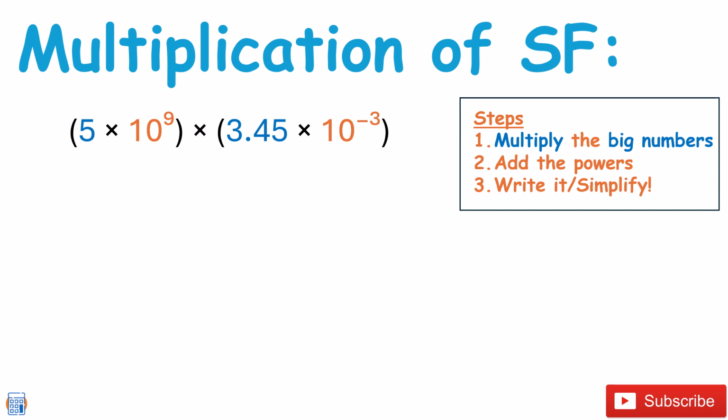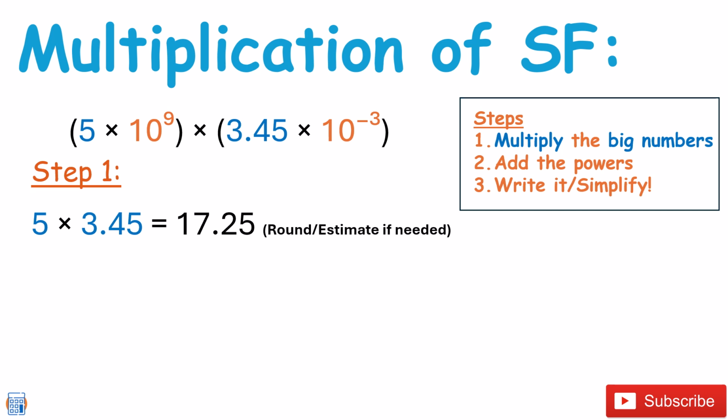Now, how do we multiply them? So, quite simple steps. You just multiply the big numbers, which I've put in blue. You then add the powers, and then you write it and simplify. So let's break this down. Step 1. You multiply the big numbers. So 5 times by 3.45, you get 17.25. You can round and estimate if needed. So for now, we're just going to be using the full number. But if you wanted to change that to 5 times 3, you could.